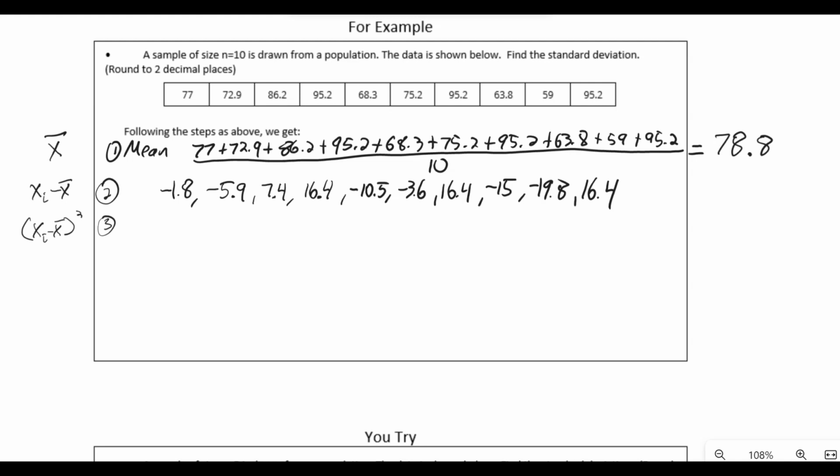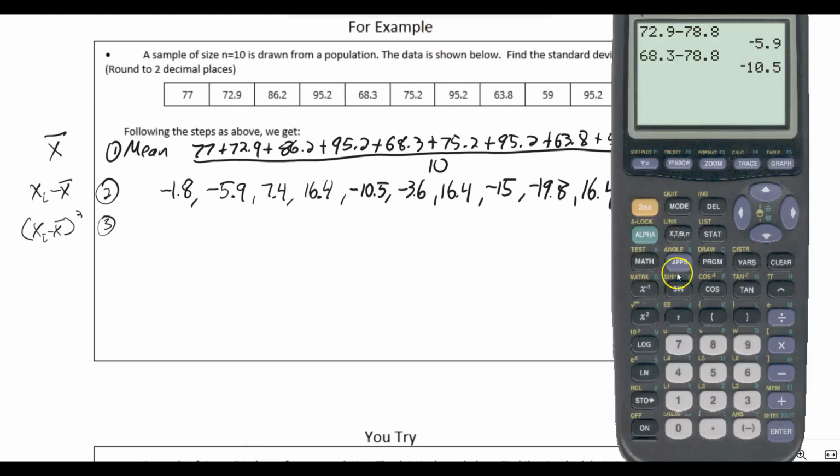Third step. So, negative 1.8, what we do, by the way, if you know spreadsheets at all, you could do this pretty quickly with something like Excel.